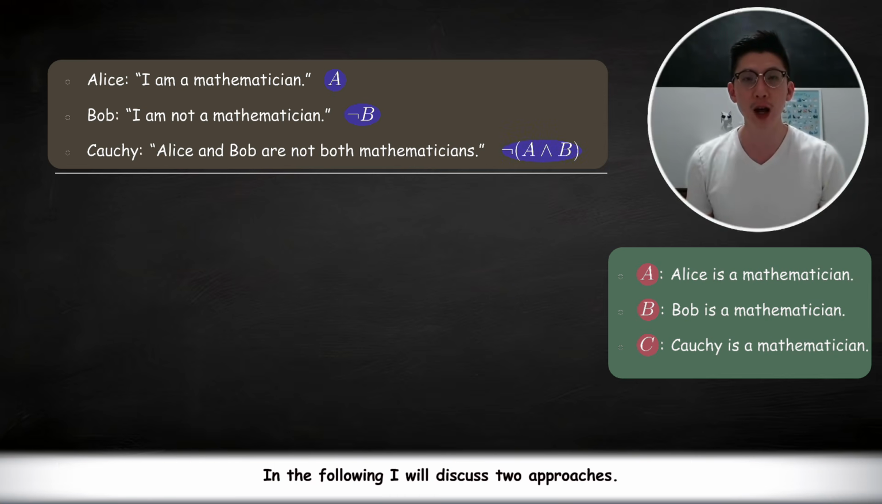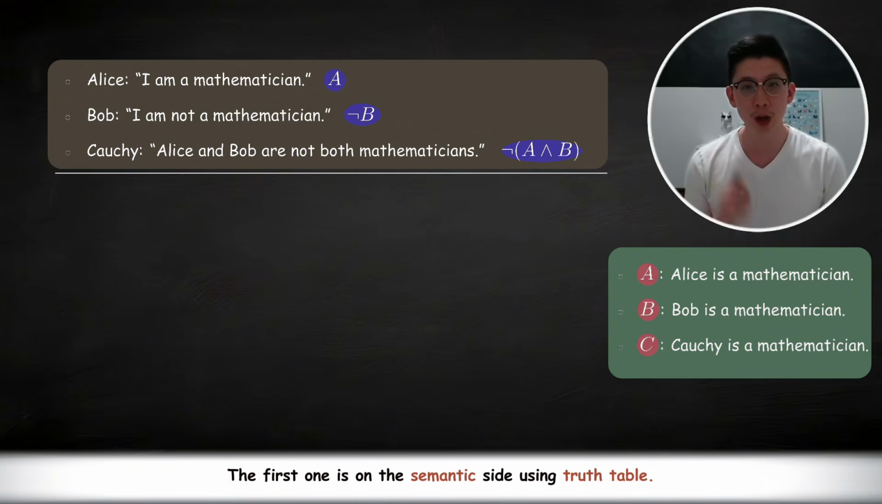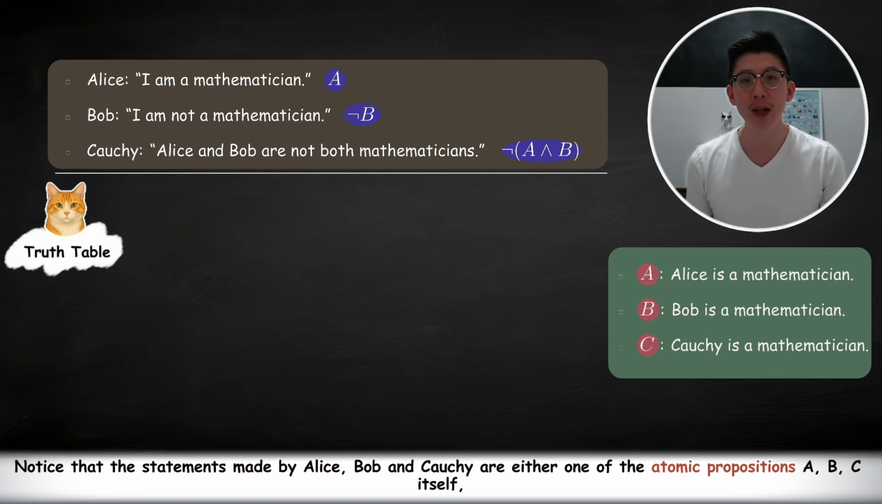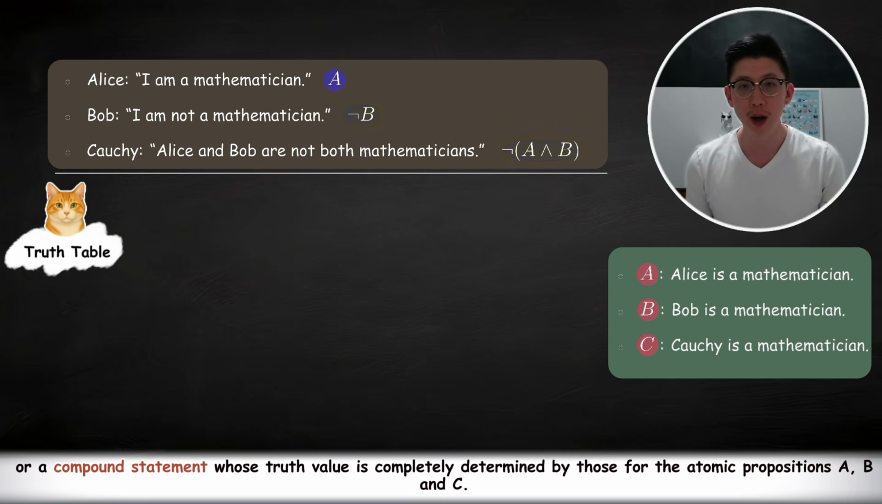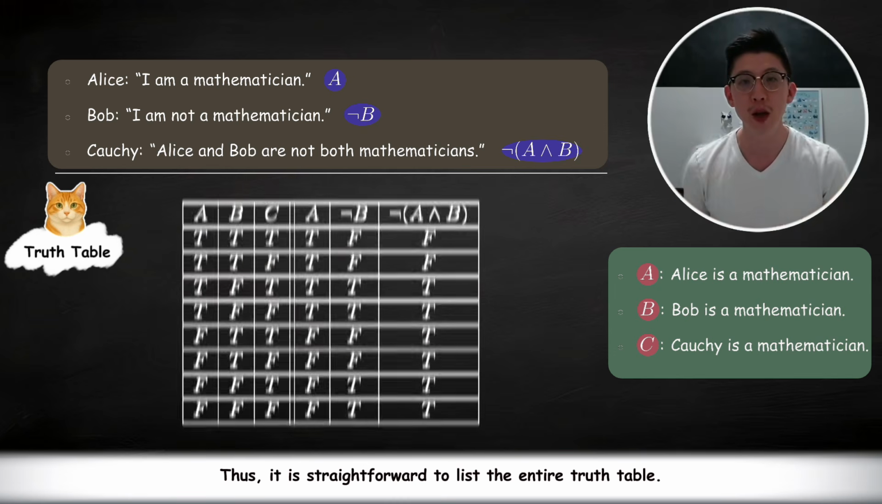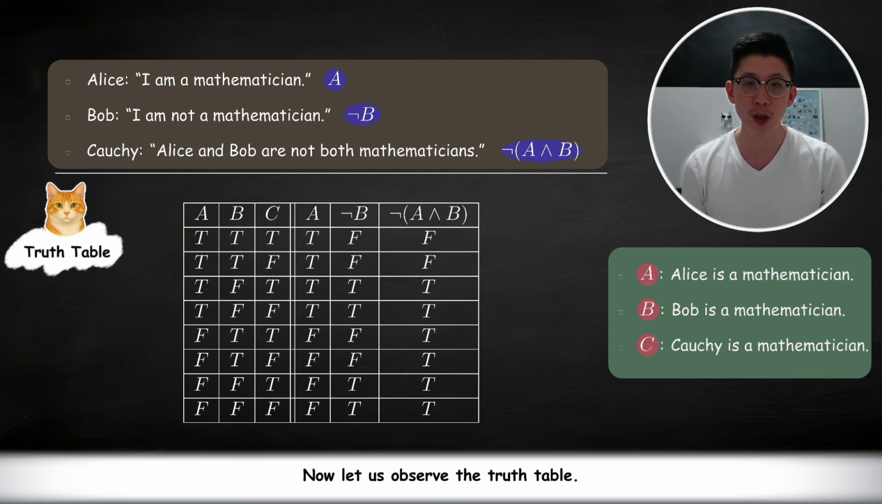In the following, I will discuss two approaches. The first one is on the semantic side, using truth tables. Notice that the statements made by Alice, Bob, and Cauchy are either one of the atomic propositions A, B, C itself, or a compound statement whose truth value is completely determined by those for the atomic propositions A, B, and C. Thus, it is straightforward to list the entire truth table. Now, let us observe the truth table.